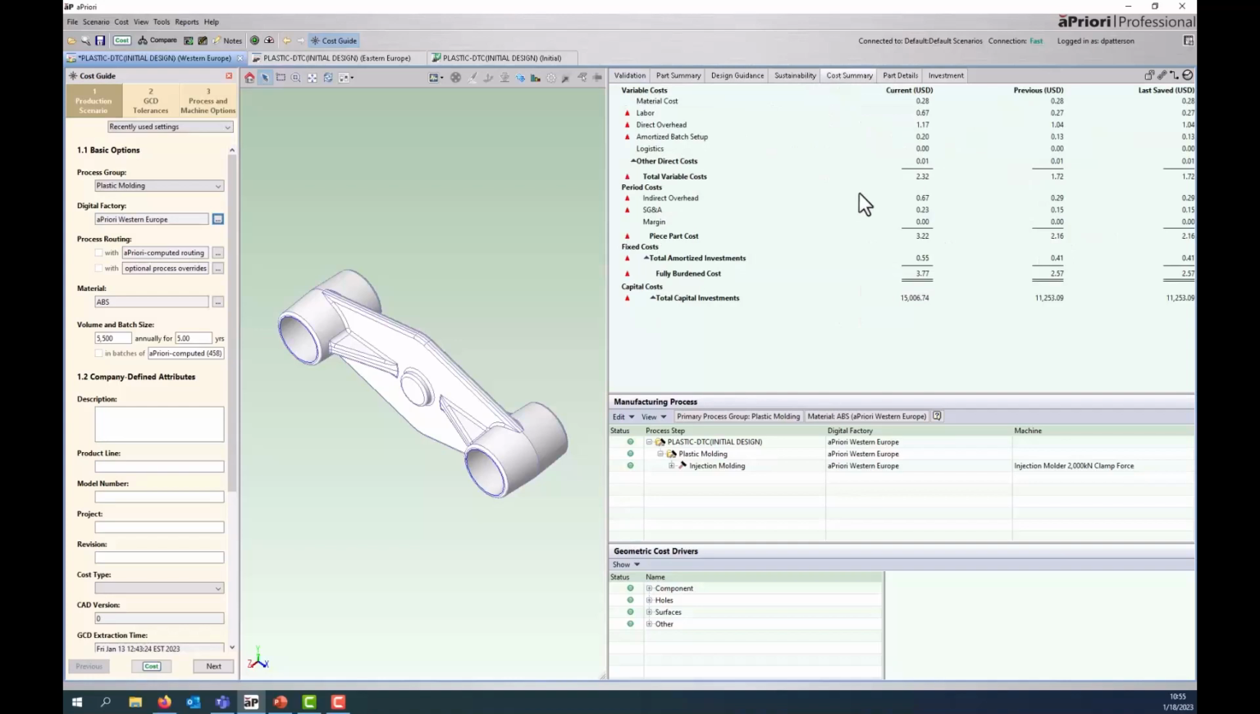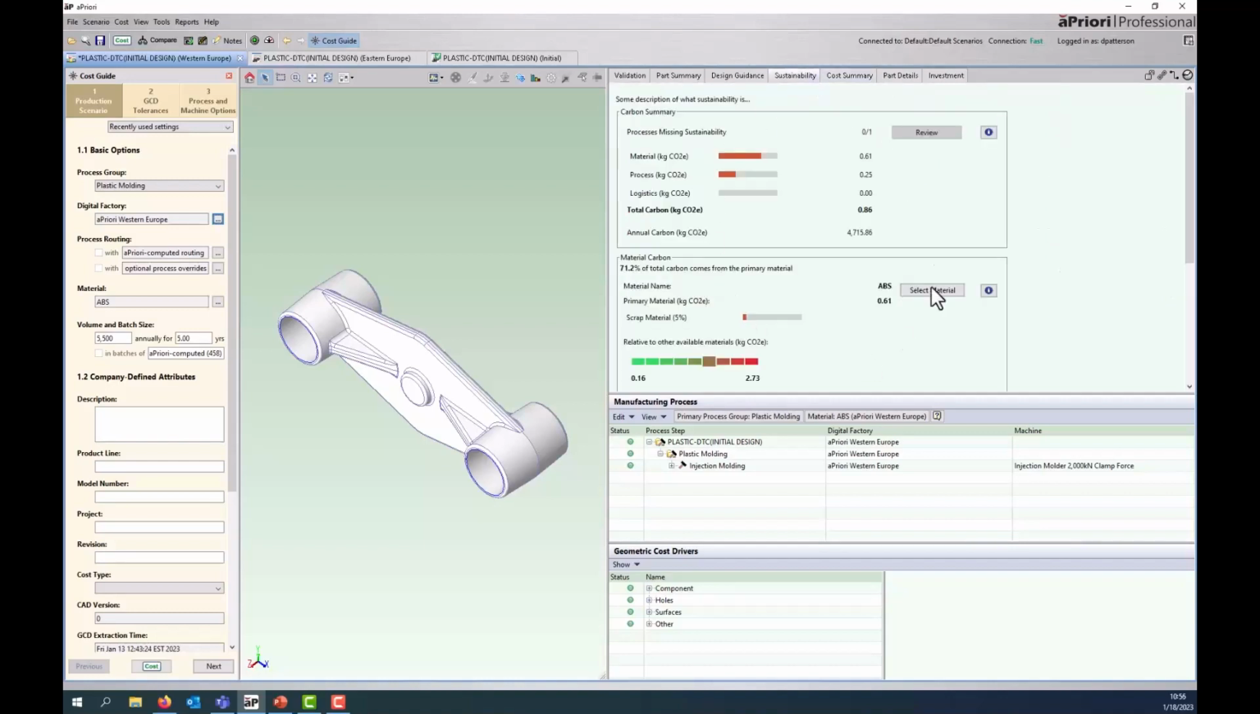Same design, now in Western Europe, it went from $2.57 in Eastern to $3.77 in Western Europe. Let's see though, our CO2 went down once again. Now we're at 0.86 from that original starting point at 1.4 in China. So our CO2 has gone down, but our cost has gone up. Let's look at one final example. Let's look at this in the USA and see where we are cost-wise.